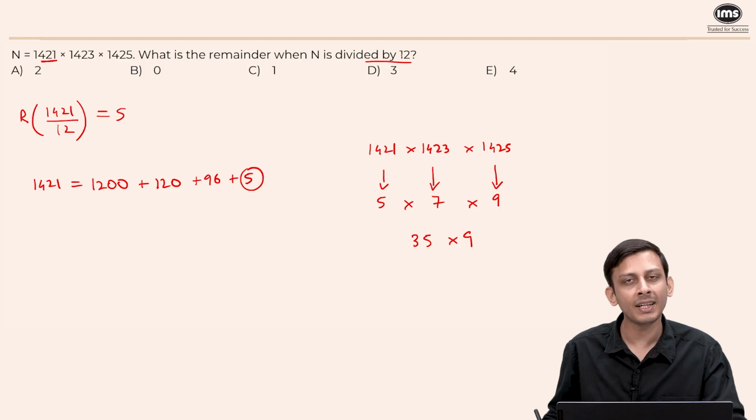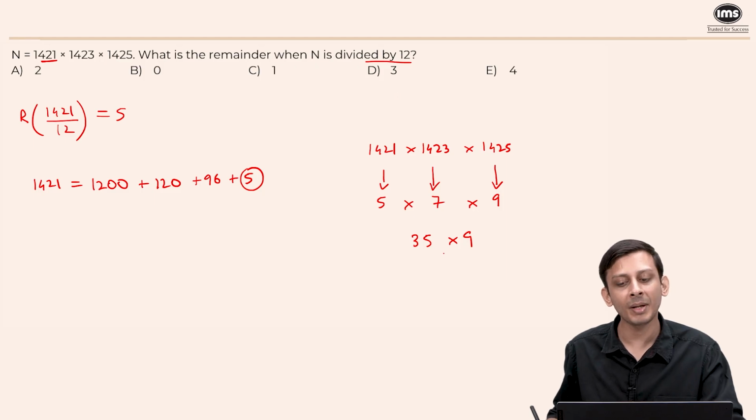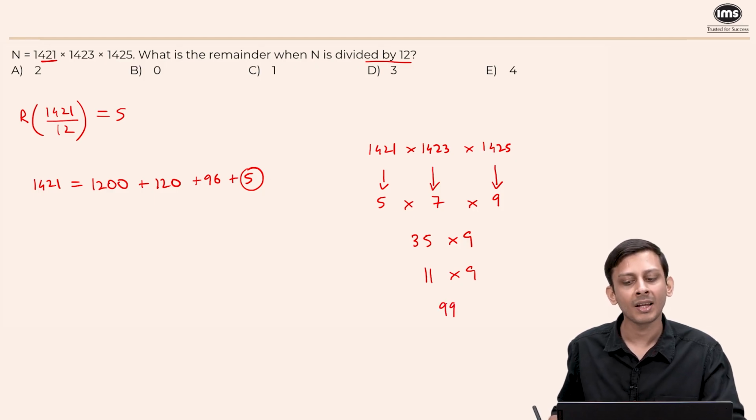12 into 2 is 24. After that 11 is remaining. So the remainder will be 11. So we get 11 into 9, which is 99. 99 when we divide by 12, out of that 96 will be divisible and 3 will be remaining. And therefore the final remainder will be 3, which is there in option D.